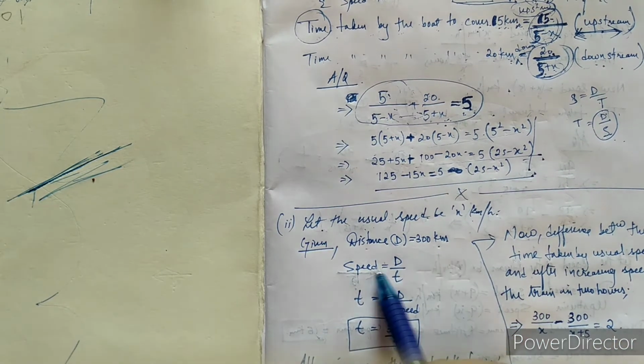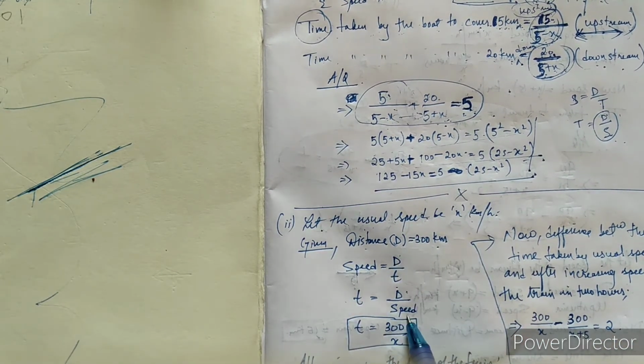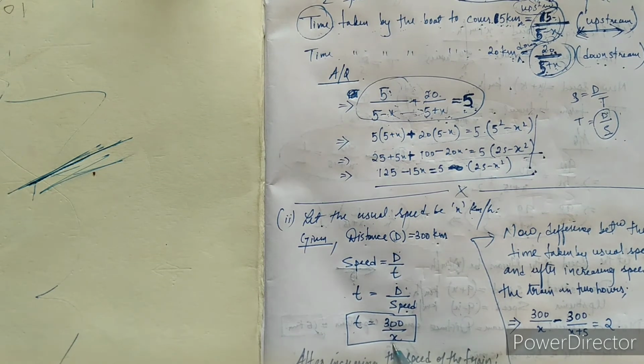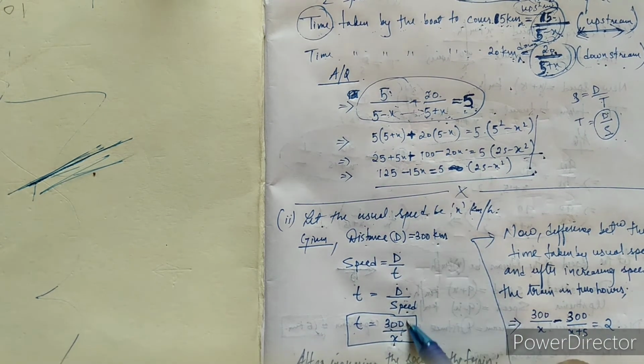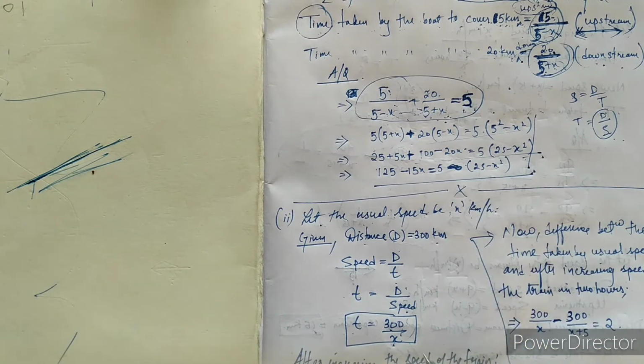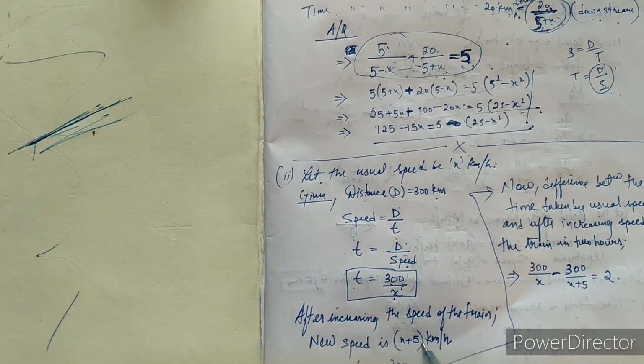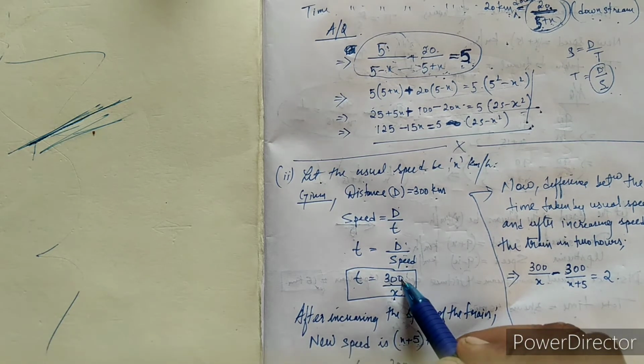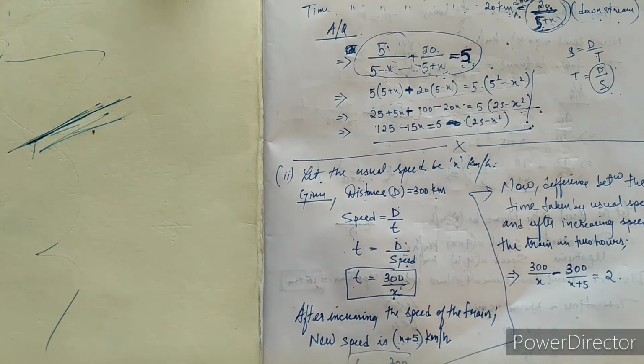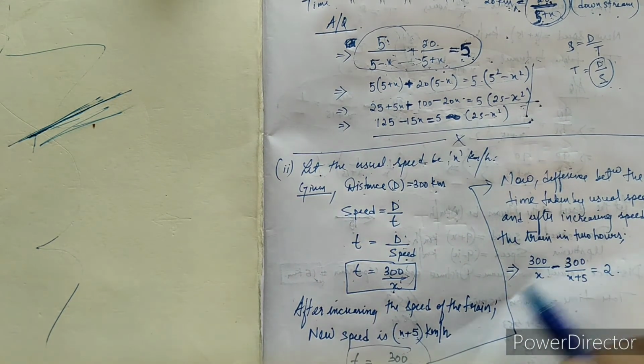Distance is given to you. Speed is distance by time, so time is equal to distance by speed, which is 300 by x. Speed is x, so I've written it this way. Next, after increasing the speed of the train, the speed will become x plus 5 kilometer per hour. First it was 300 by x, now it has become 300 by x plus 5. Using these two equations you'll get the answer.